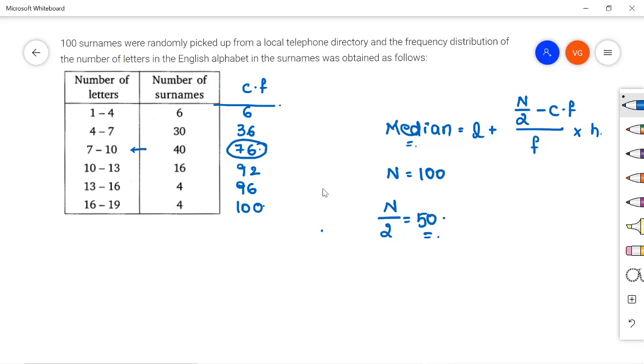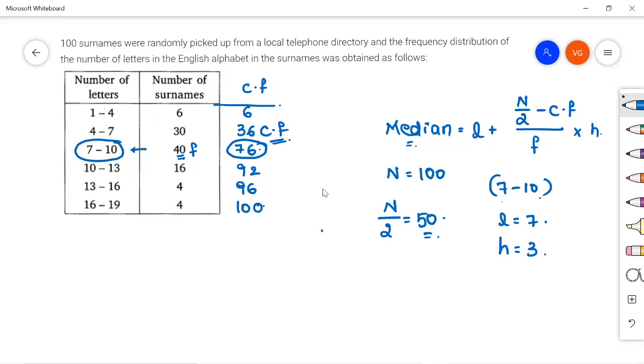So the corresponding class is the median class. So the median class is 7 to 10. Means L is equal to 7. Height of the median class is upper limit minus lower limit. So 10 minus 7 is 3 here. So the frequency is 40 and you have to select the cumulative frequency of the class that is just above the median class. So 36 is the required cumulative frequency.